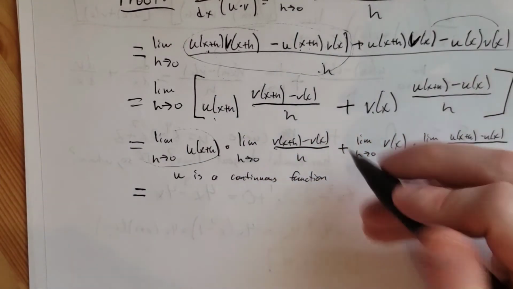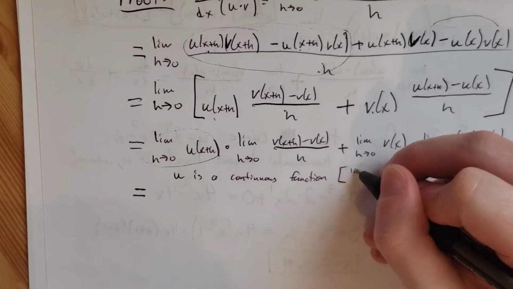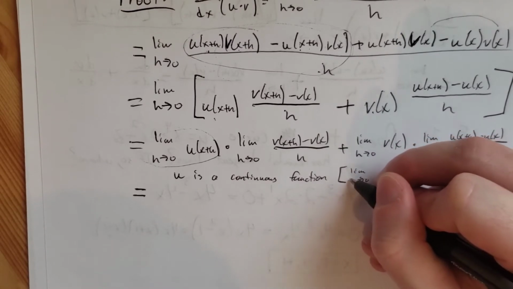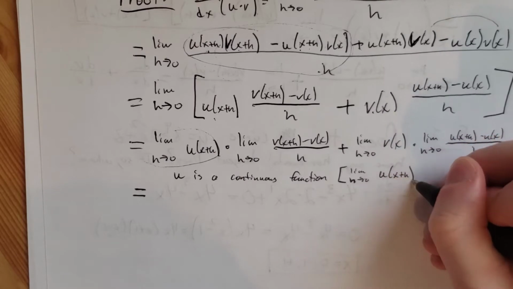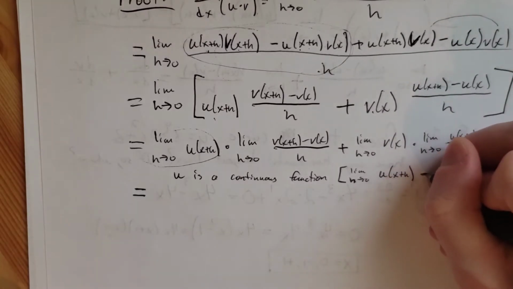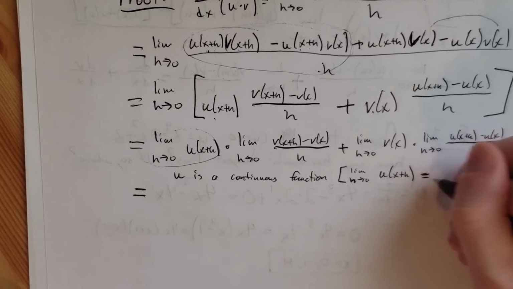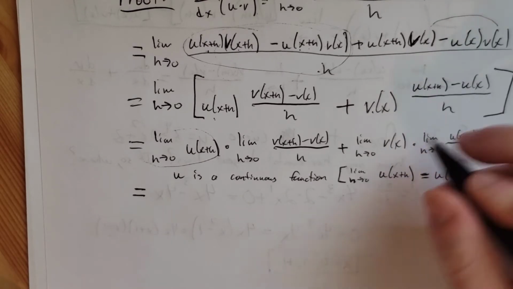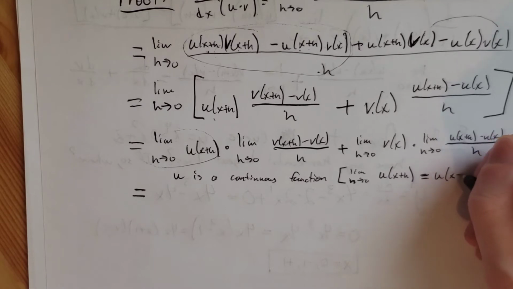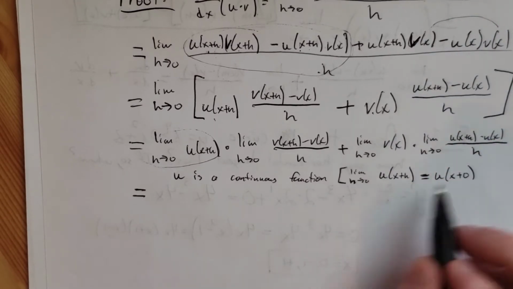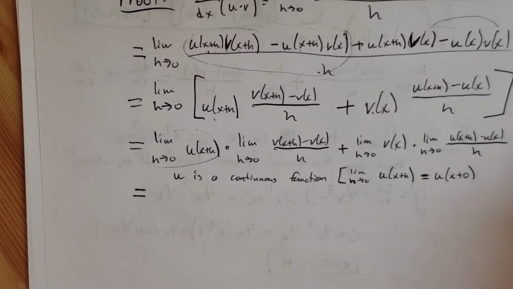If that is the case, that means that the limit as h goes to 0 of u of x plus h is just, by our definition of continuous, when we see an h here, we can just plug that in. So h is 0 here, so this is u of x plus 0, which is just u of x.